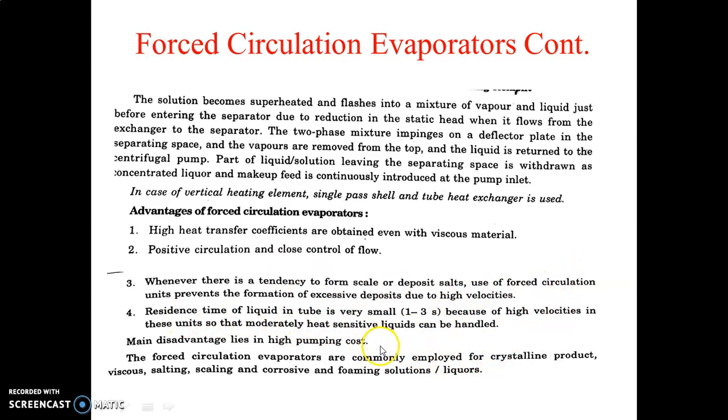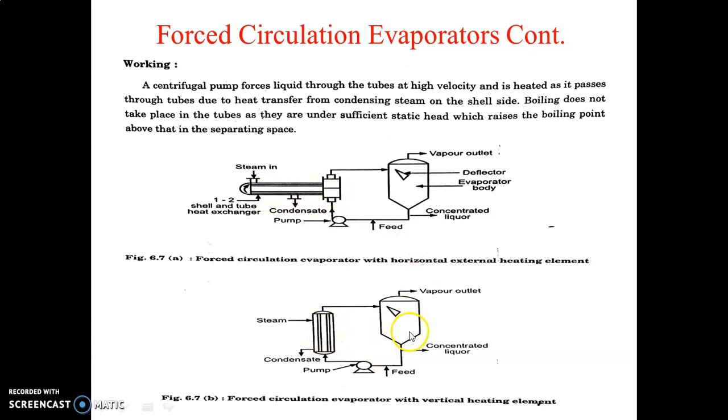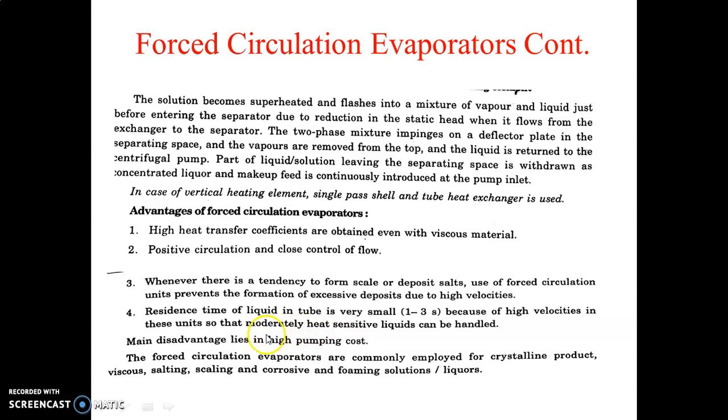And the residence time, meaning how long the liquid remains in the evaporator or in the tubes, is low. That means 1 to 3 seconds due to the high velocity. So heat sensitive material can be handled effectively. Heat sensitive material means material which is decomposed by heating, such as pharmaceutical materials or some food products. If we give additional heat to that substance, it will decompose or lose its chemical structure. That type of liquid is called heat sensitive liquid, and it can also be effectively handled in this forced circulation evaporator. So these are the advantages.